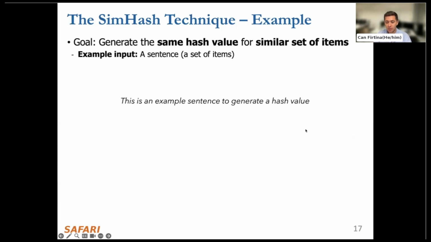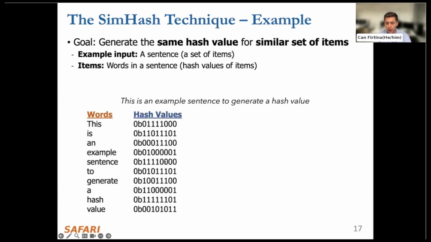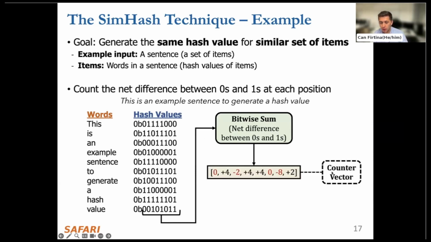So this is an example input that SimHash can take as a set of items. Here, the entire sentence is the set, and the items of this set are the words in the sentence. SimHash can generate a single hash value for the entire set using the hash values of items. The hash values can be generated using a low collision hash function. Here we show the hash values in their binary form. Then to generate a single hash value for the entire set, SimHash calculates the net difference of ones and zeros at every bit position and stores these difference results in a counter vector.